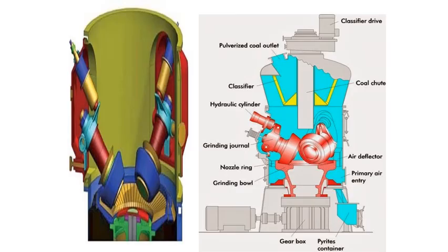Let us see this once again. We can see in the figure where a hydraulic cylinder is used. As I told, there will generally be three grinders, or rollers, in the system.